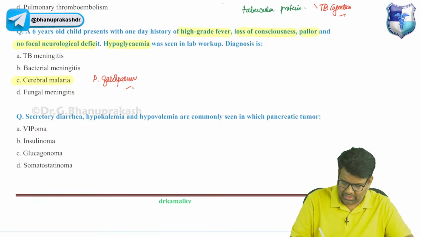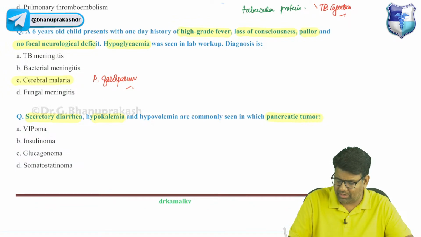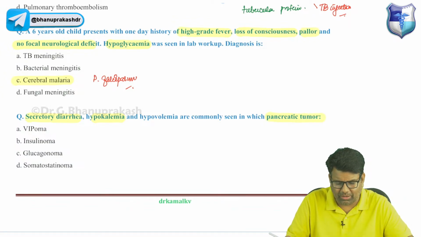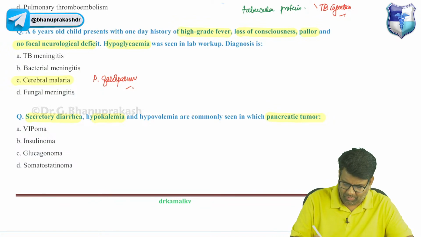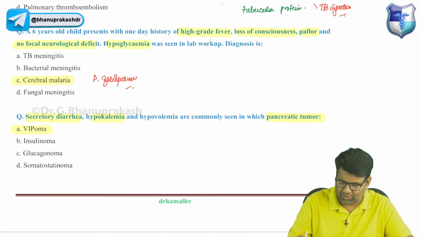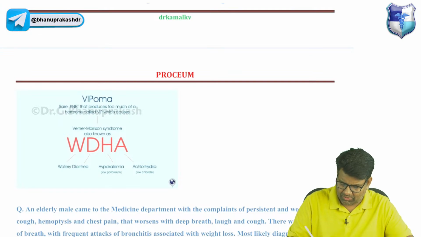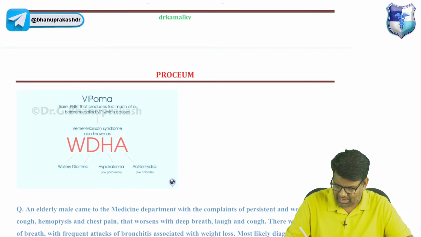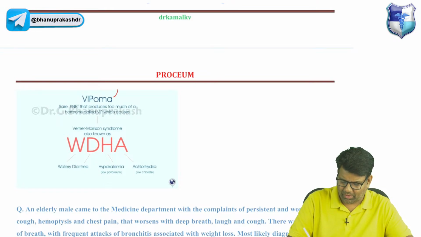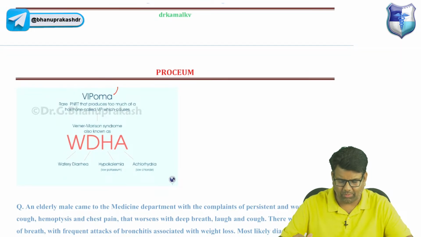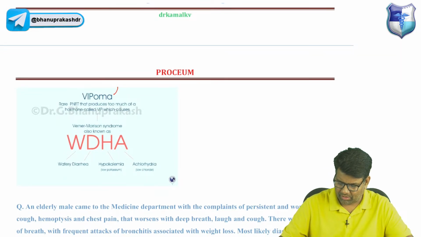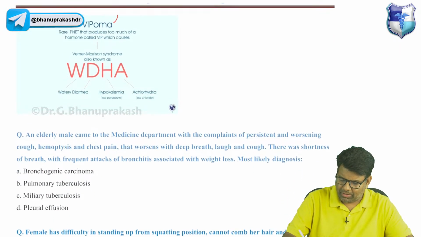Now, next question. Secretory diarrhea, hypokalemia can be seen with which tumor? VIPoma. Very good. For VIPoma, you can remember a mnemonic, that is WDHA. WD stands for watery diarrhea, H for hypokalemia, and A for achlorhydria. Very good, Pratik. So this is VIPoma. Remember?